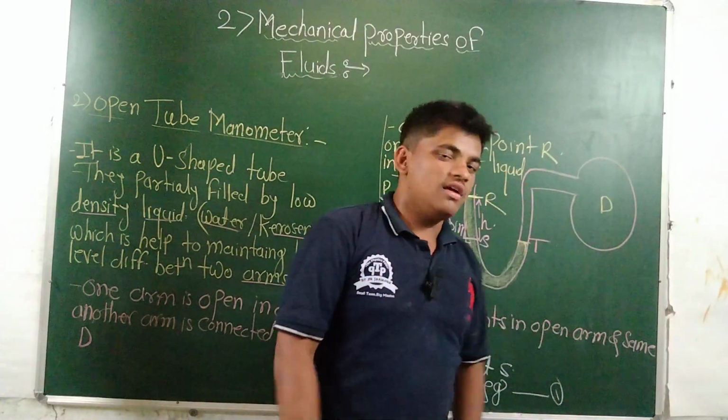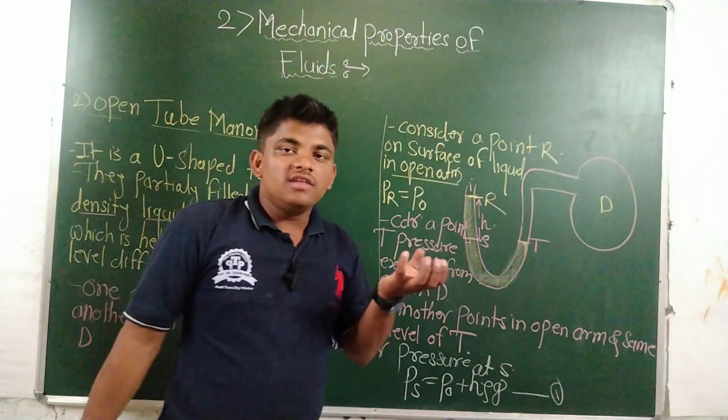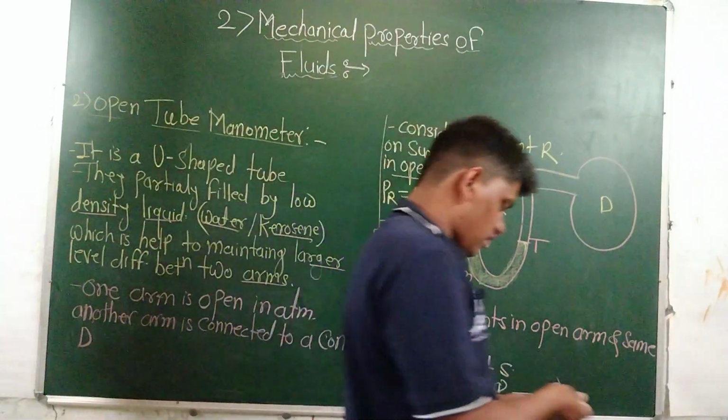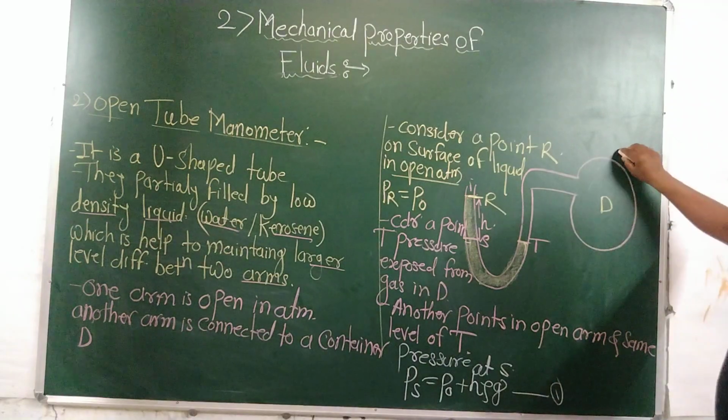And the other arm is connected to a container. The container is called D, and the pressure of the gas in container D will be measured in this lecture.